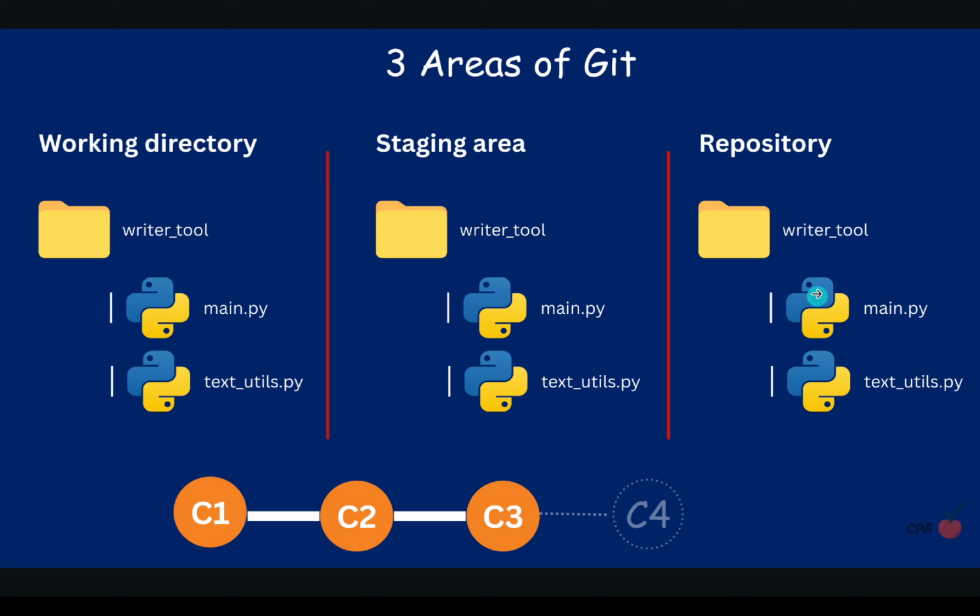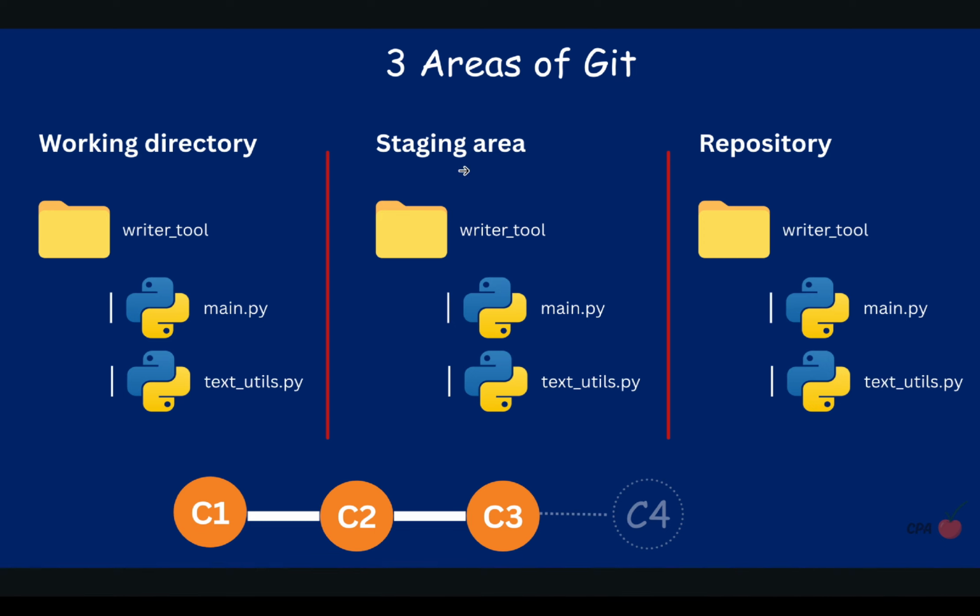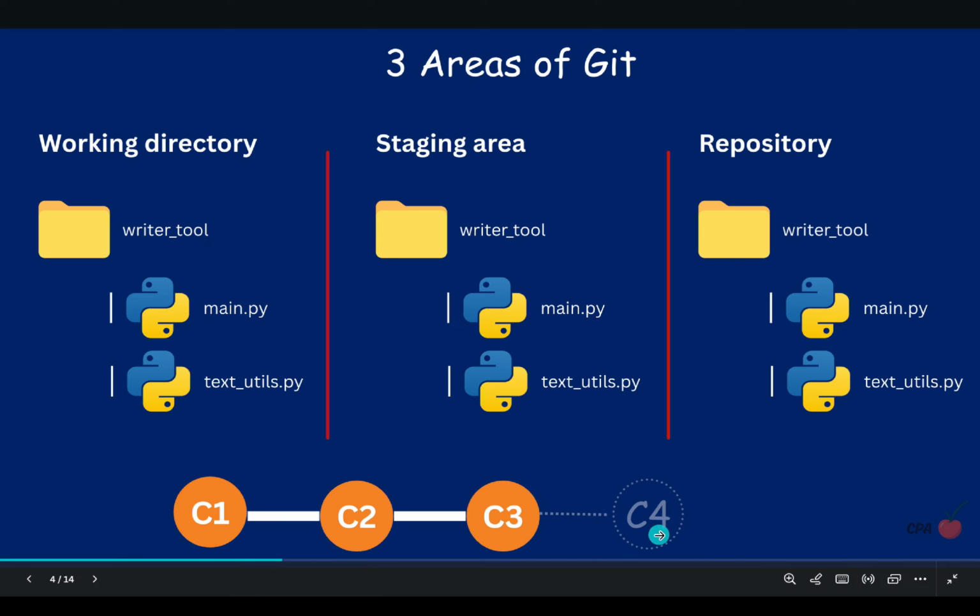And then we have also the repository. The repository is basically the snapshots that we save, so our commits. So far we have made 3 snapshots of our project. And finally we have the staging area, which holds the changes or the versions of the files that we staged from the working directory to be saved in the next commit, commit 4.